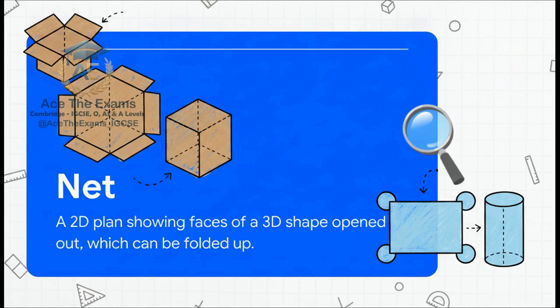For example, 6 joined squares form the net of a cube. A rectangle with 2 circles attached at the ends is the net of a cylinder. It's a brilliant mental exercise, looking at a flat plan and visualizing it folding up into a 3D reality. In the exam, visualizing this quickly saves you precious time.